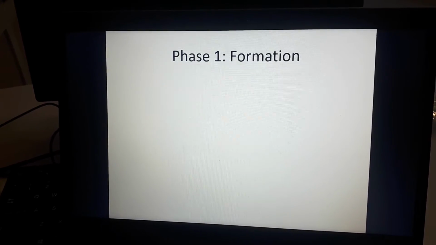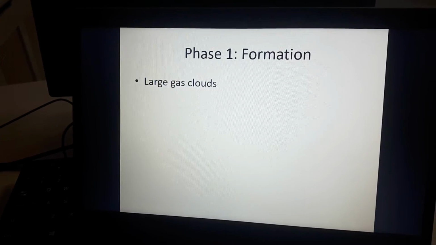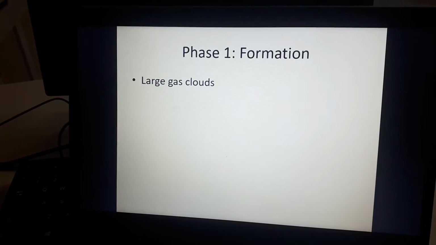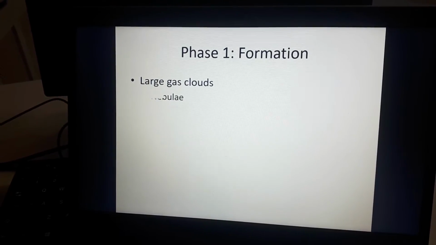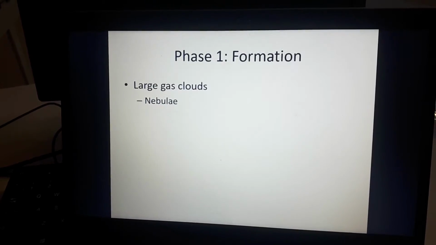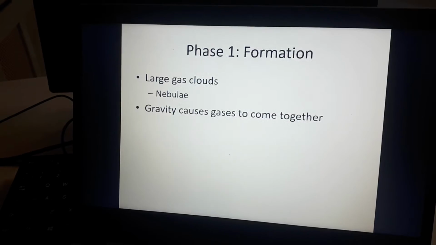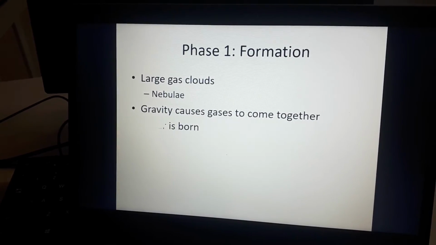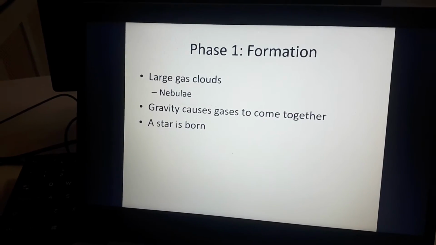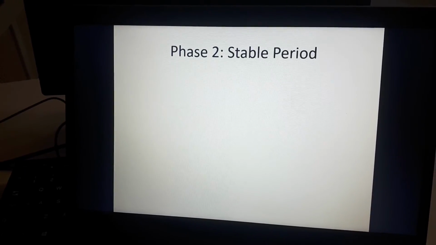So phase 1 is formation. Okay, and basically what happens is that a lot of gas accumulates together, and when they do that, they form large gas clouds, and these are called nebulae. Okay, and gravity is what causes these gases to come together, and when they come together, the gravity holds them together, and we end up then with the star.